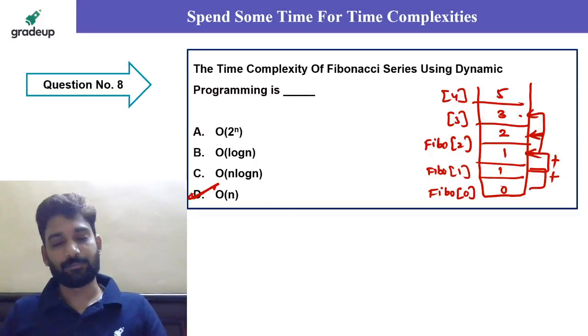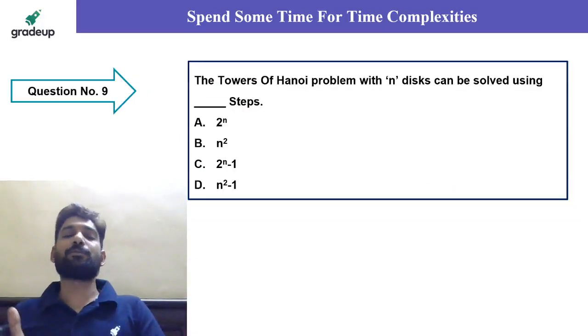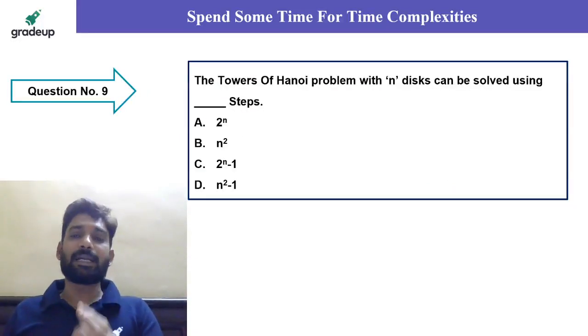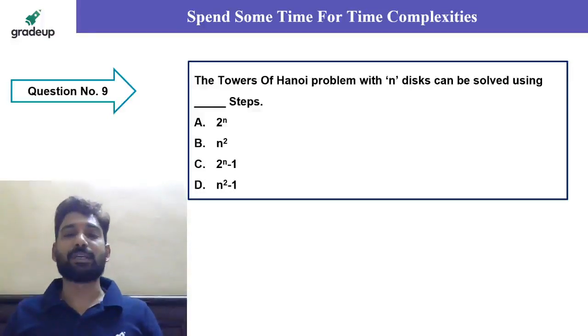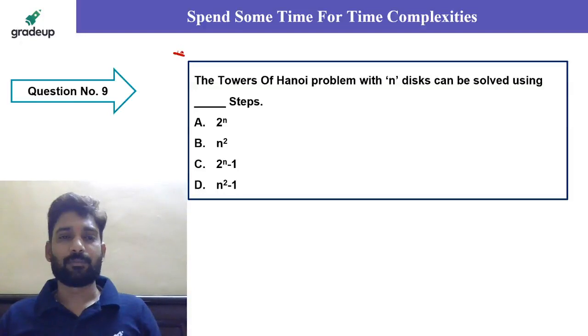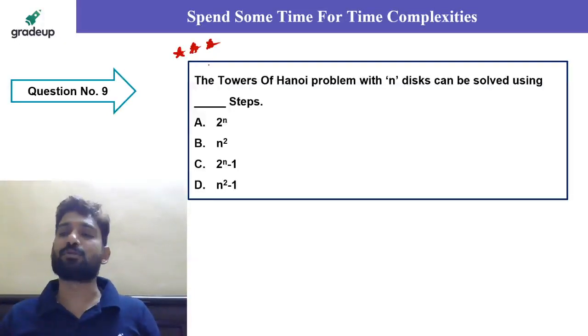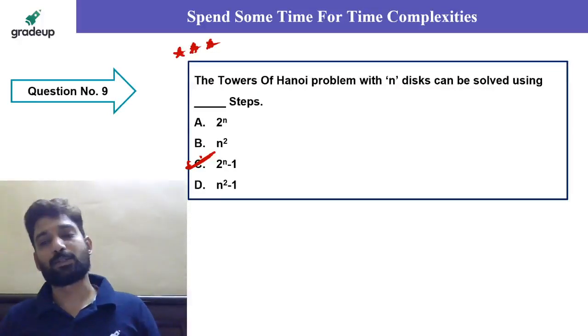Next. The towers of Hanoi problem with n disks can be solved using. This is very, very, very important, guys. Towers of Hanoi problem with n disks can be solved using 2 power n minus 1, 2 raised to n minus 1 moves.